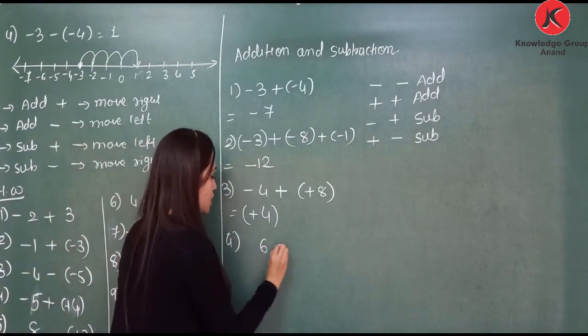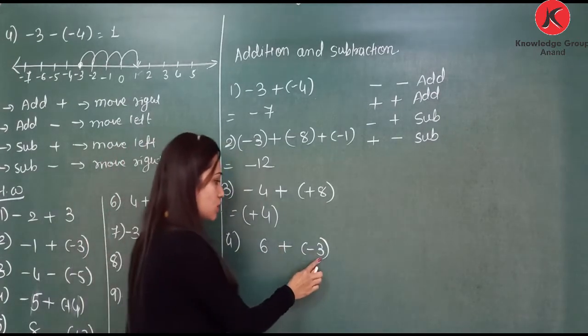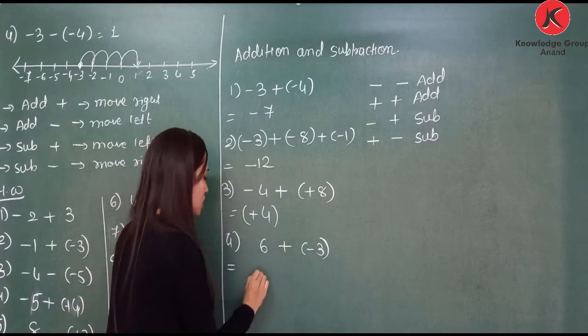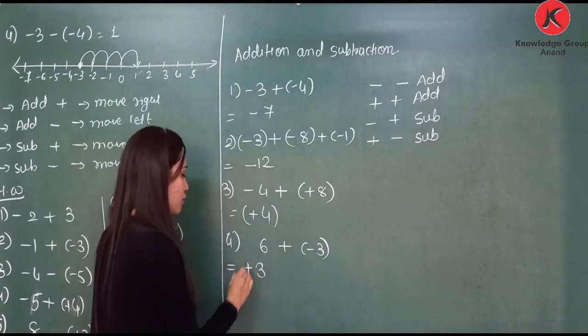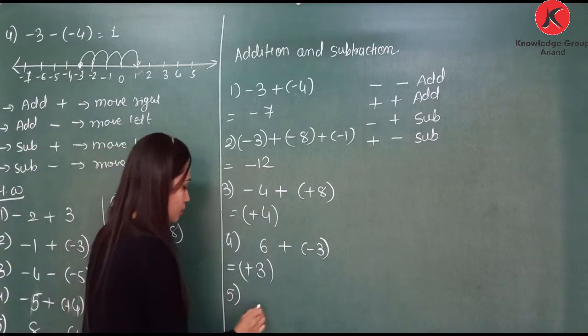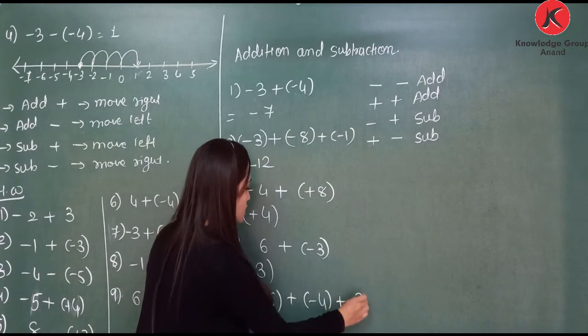4, 6 plus minus 3. 6 is positive, 3 is negative, so the signs are different. So here 6 minus 3 is 3, and the sign of 3 is plus, so plus 3. Next one, minus 6 plus minus 4 plus 3.